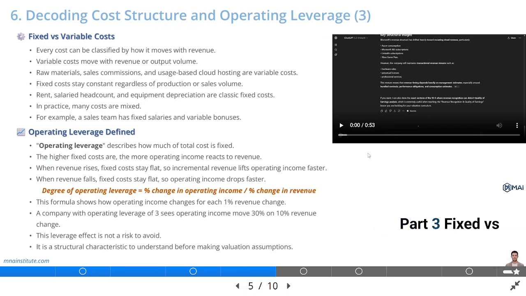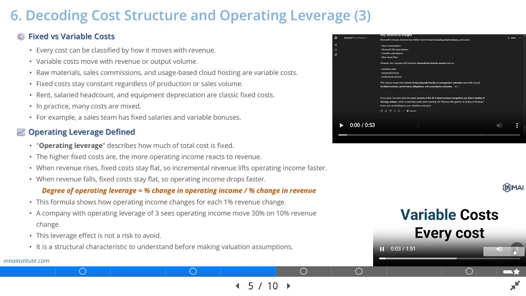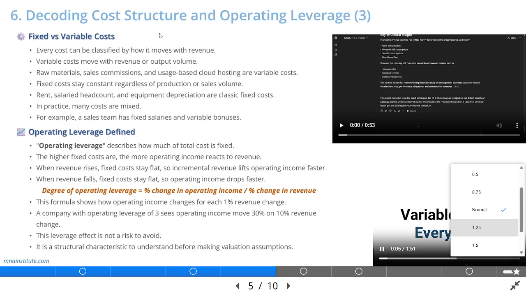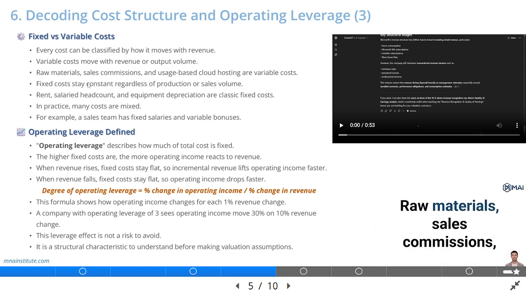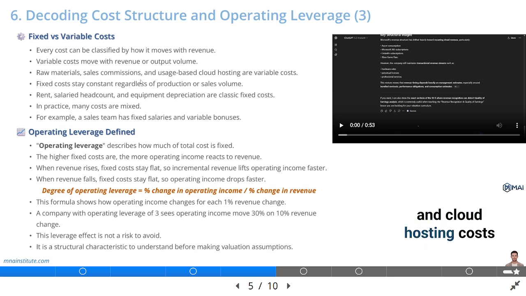Part 3. Fixed versus variable costs. Every cost a company incurs can be classified based on how it behaves when revenue changes. Variable costs move in proportion to revenue or output volume. Raw materials, sales commissions, and cloud hosting costs that scale with usage are typical variable costs. Fixed costs remain constant regardless of how much the company produces or sells. Rent, salaried headcount, and depreciation on owned equipment are classic fixed costs.